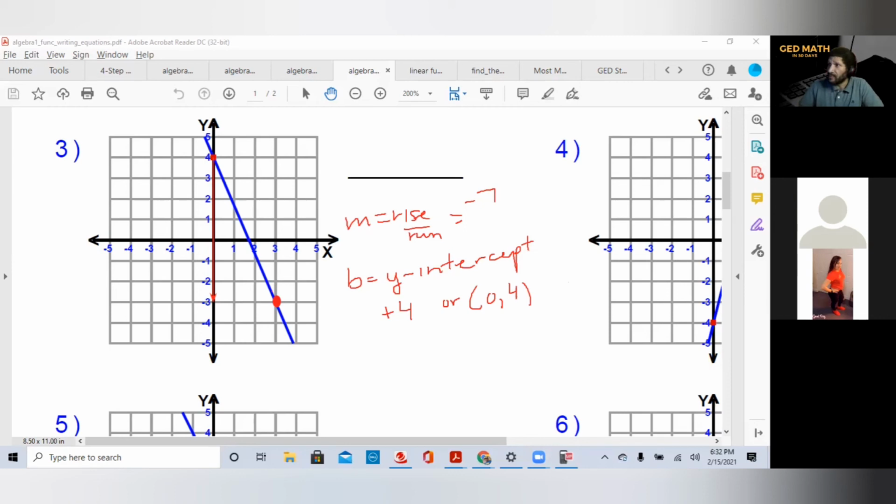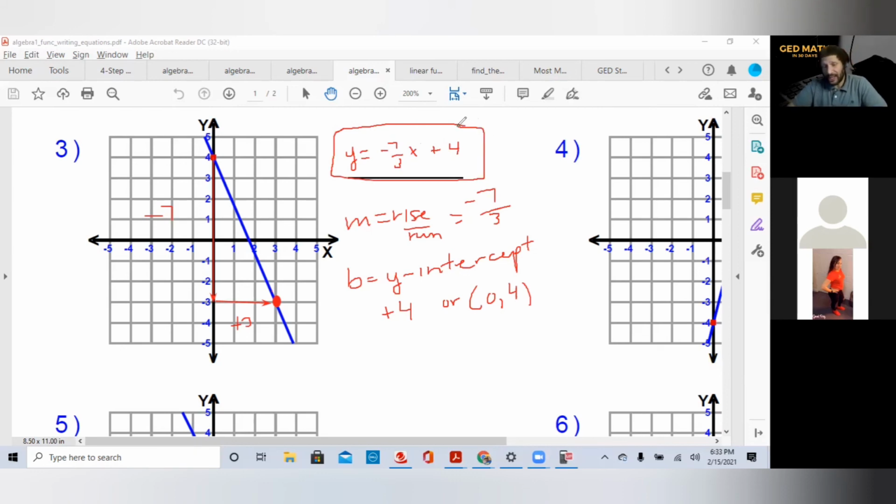What would our run be? 3. So again, we have -7 over 3. Our slope is -7 over 3. What would be the equation of our line? Y equals -7 over 3x plus 4. That easy.